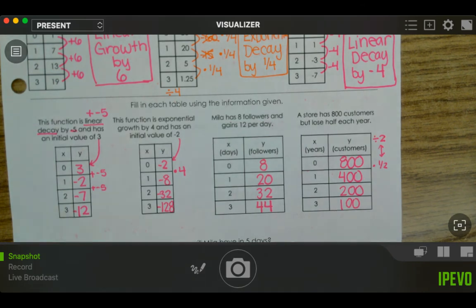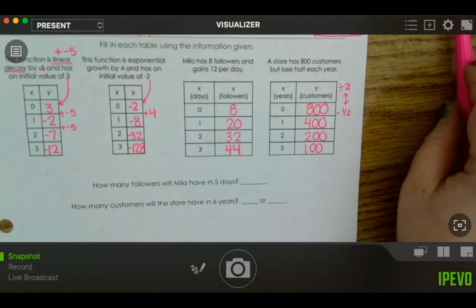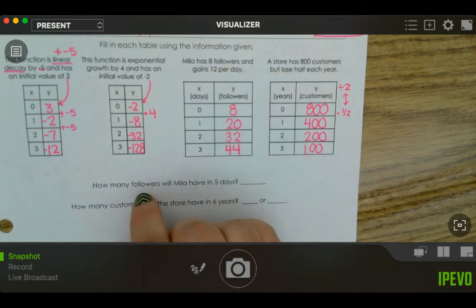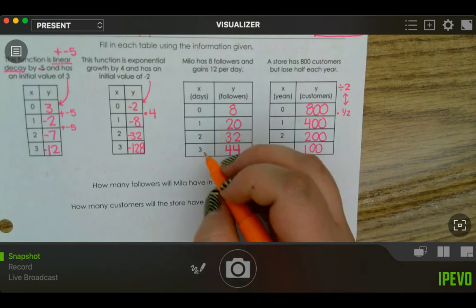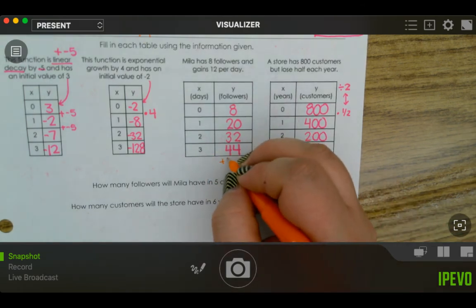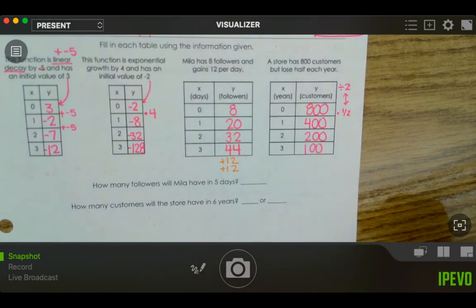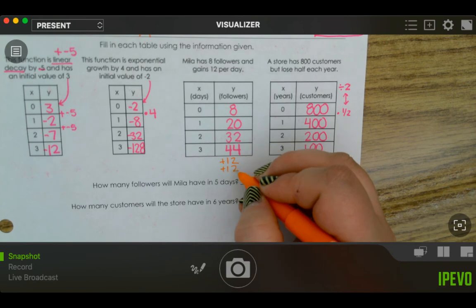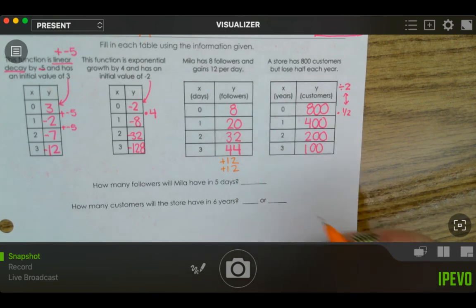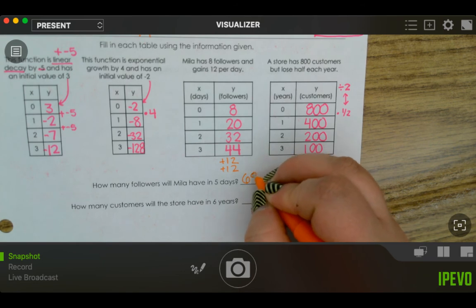And then with these word problems, the whole point of doing this is so that you can predict the future. So if Mila keeps going with this pattern, how many followers will she have in 5 days? Well, I'm at 3, so I need to add 12 two more times. This one will be day 4, this one will be day 5. So I need to do 44 plus 12 plus 12, or 44 plus 24. It ends up being 68.